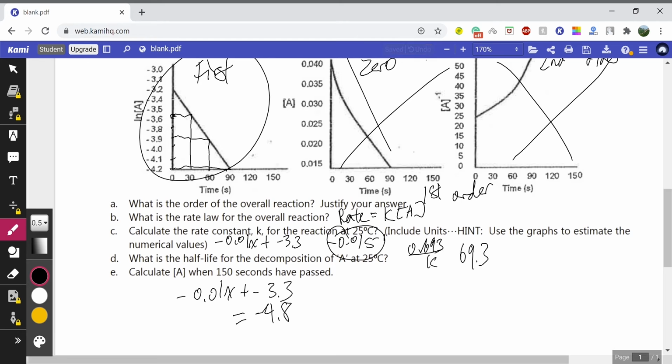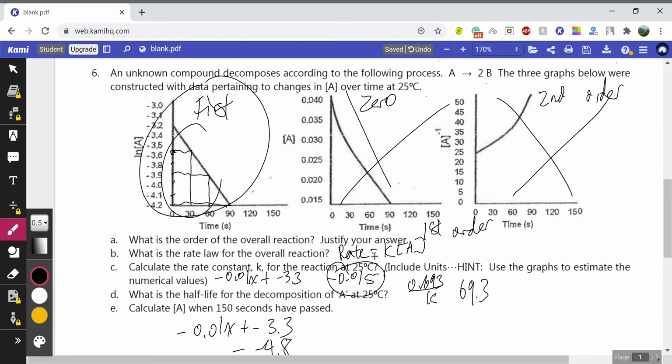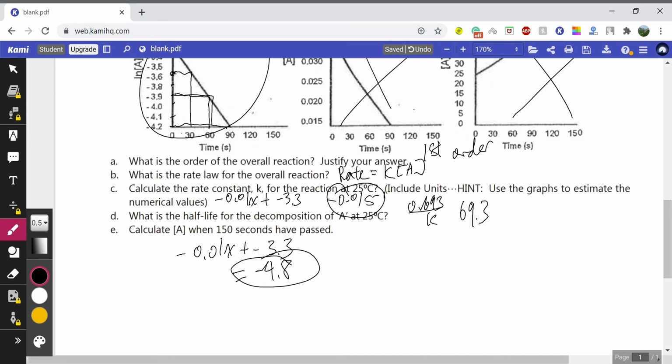And now you may get a slightly different answer if you estimated different values than I did, but I used 30 to 3.6, 60 to 3.9, and 90 to 4.2. And these are the numbers I got. So this is the concentration of A, so the unit will be molar.